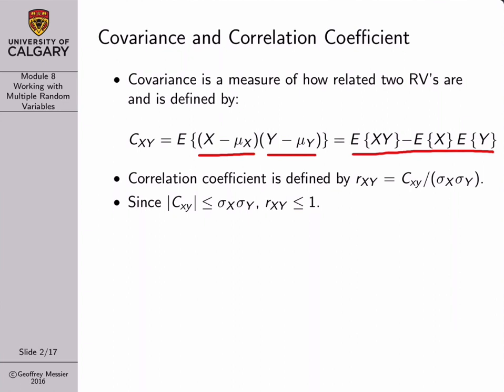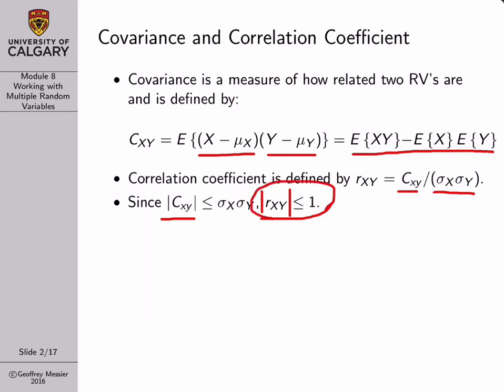It gets larger. A closely related metric is correlation coefficient, which is basically just normalized covariance. So it's the covariance divided by the standard deviation of the x random variable and y random variable. And since the absolute value of covariance has to be less than or equal to the product of the standard deviations for x and y, the magnitude of the correlation coefficient is less than or equal to 1.